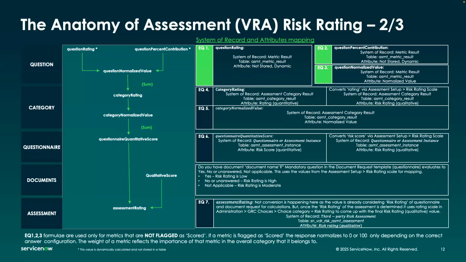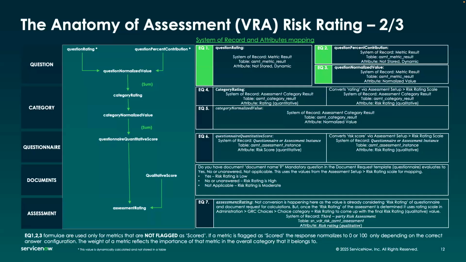Starting at the question level, the question rating for each question is dynamically calculated based on the response given by the assessor. This question rating itself isn't stored in the database. It's computed on the fly, but the response to the question is stored in the metric result, ASMT_metric_result table. Similarly, the question percent contribution is also dynamic, calculated based on the question's weight within its category and the category's overall weight.